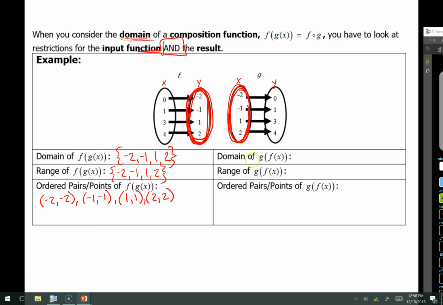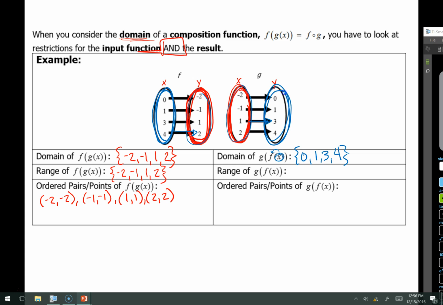So let's think about the domain of g of f of x. So we need to find our x's that are being put into f. The f x values or input values are these over here. So my domain is 0, 1, 3, and 4. The range is the output values of g of f of x. So if I take my x values and I put them into f, that maps over to here. And then when I compose them into g, that means I put them into g, and it maps out over here.